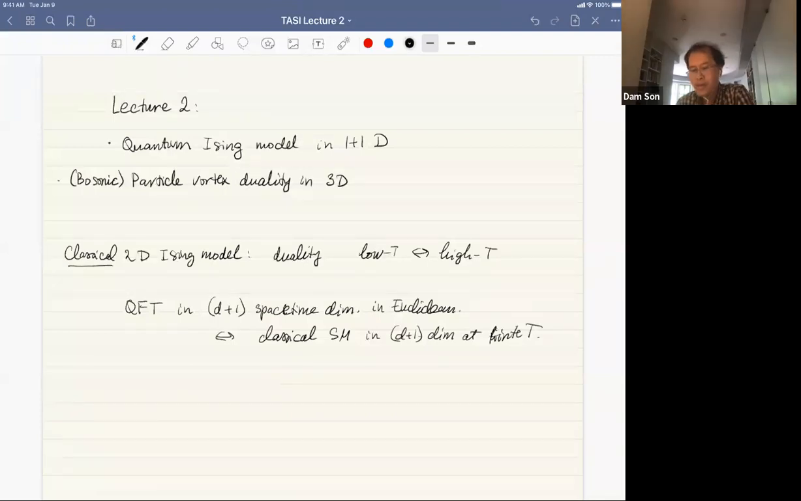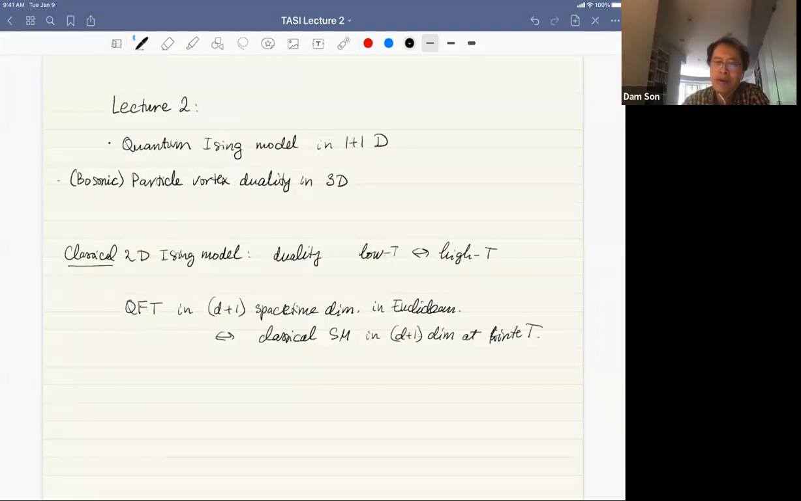One can ask whether the same thing happens here with the Ising model. Is there a quantum Ising model that can be mapped to the classical Ising model in a certain sense? And in this particular case, the answer is yes.